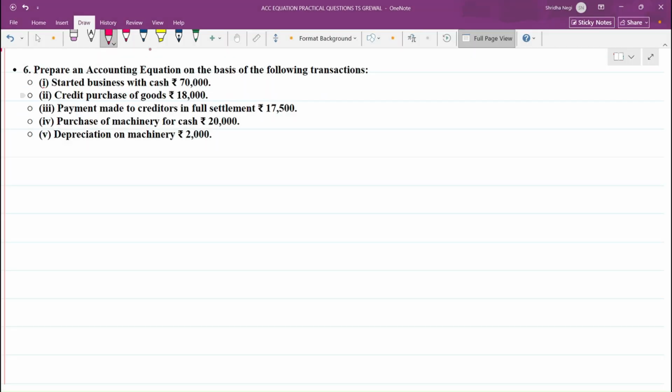Sixth question, prepare accounting equation on the basis of the following transactions. So again, we will write the equation assets is equal to liabilities plus capital. Leave the next line and then start. The first, started business with cash 70,000.